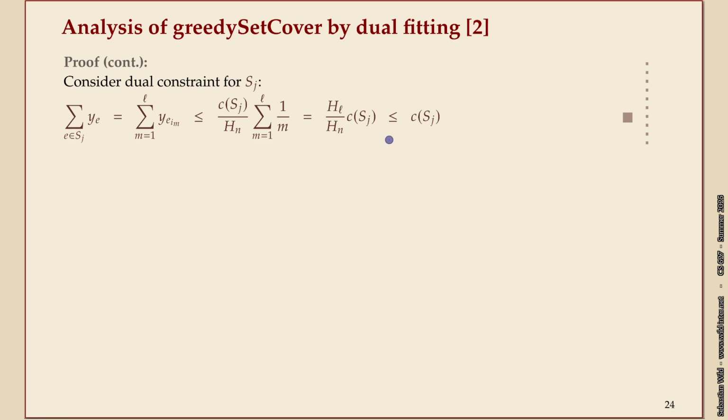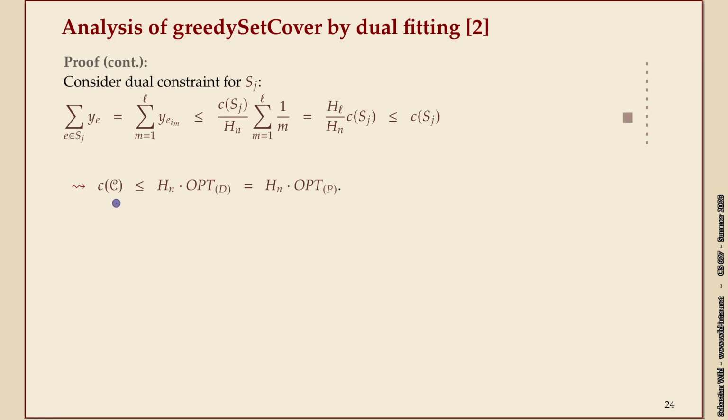And so, ignore that things are reappearing below there. That's another harmonic number, the Lth one, and L is at most n, right? L is the size of the set, so it can't be more than the entire universe. So this is below 1. So we get our upper bound by the cost of the set. And that was the dual constraint. Okay, so this is all. That's the end of the proof.